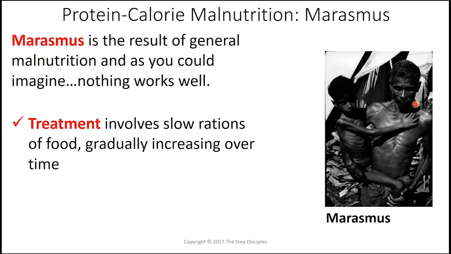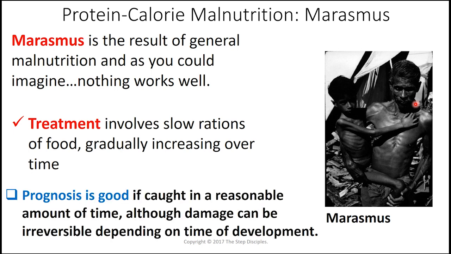The treatment involves slow ration of the food, gradually increasing over time. All right, and again, just like the last slide, the prognosis is typically good if it's for a short period of time, but if you extend that for a long period of time, the damage can be irreversible depending on the time of development. So those are our big players for malnutrition.